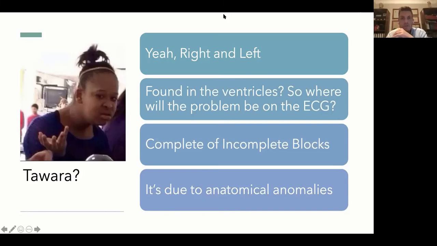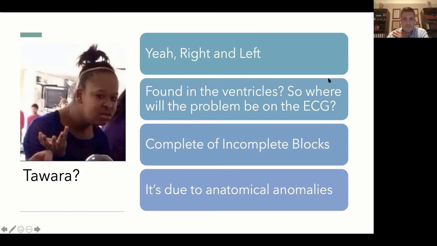So, will anyone care to tell me what the problem will be on an ECG since there's a problem in the ventricles? Just say it. Don't be shy. I don't bite. Which part of the ECG wave will have a problem? In the QRS. Yeah, in the QRS, exactly. And it's usually due to anatomical abnormalities. Okay.